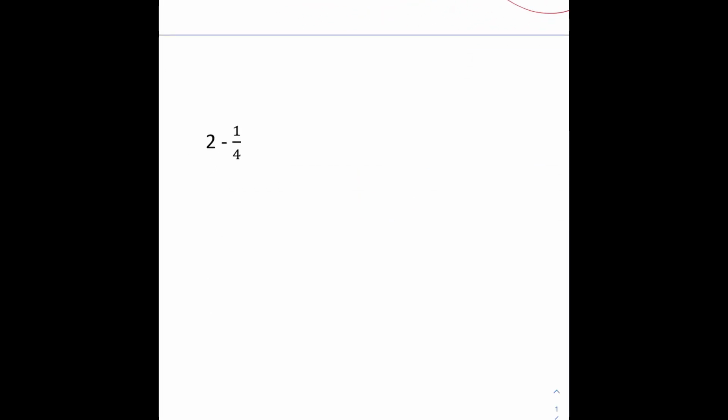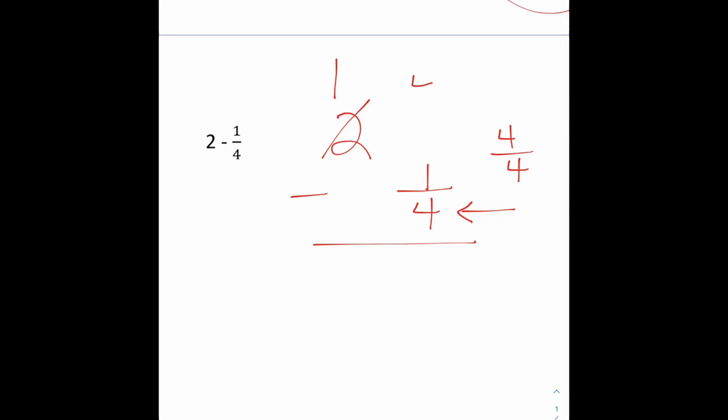Okay, line up our numbers. We have 2, and we're subtracting 1/4 from that. We don't have anything here, so we're going to have to borrow from our 2. It's going to become 1. We bring it over here as a whole fraction, so our whole fraction is going to be 4/4. And now we can subtract. 4 minus 1 is 3. Our denominator stays the same, and 1 minus 0 is 1.